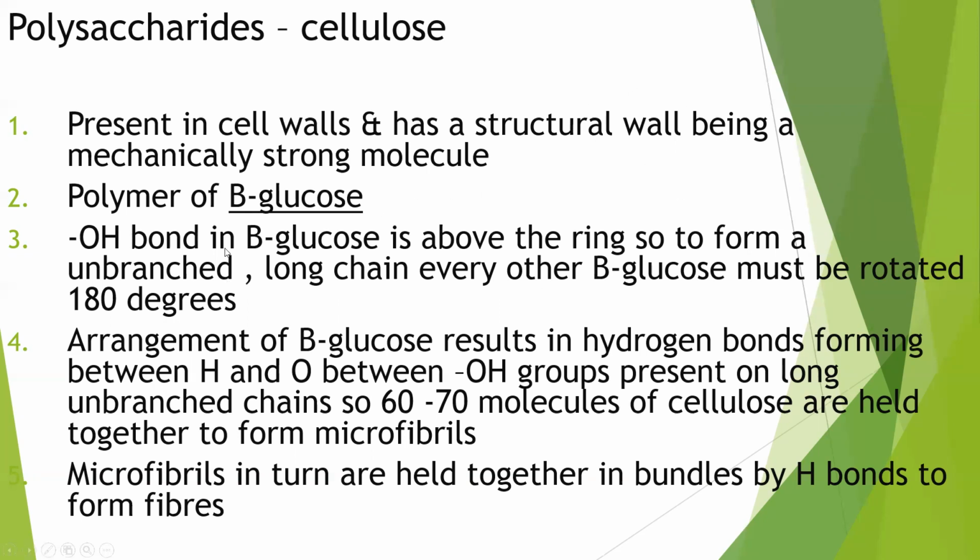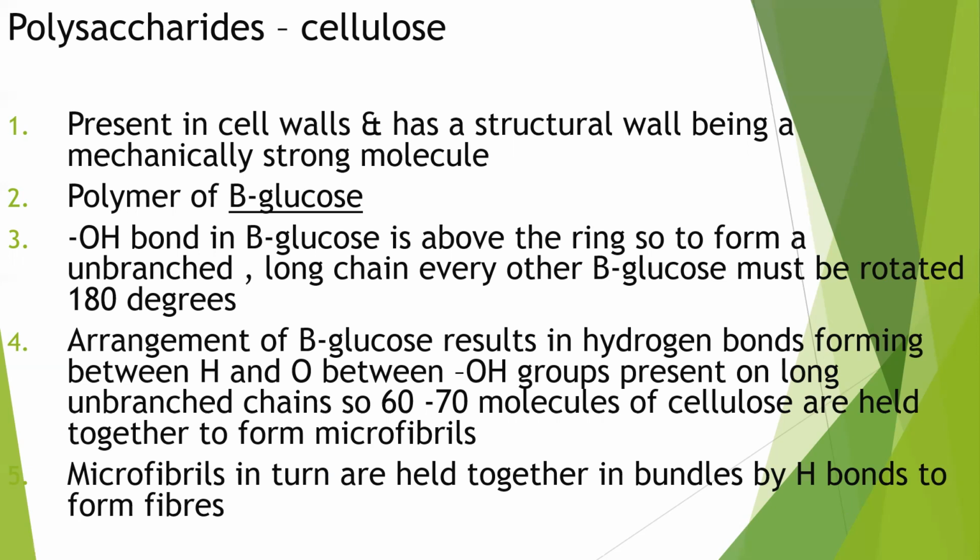So the OH group in the beta glucose is above the ring, as we have learned. To form an unbranched long chain, every beta glucose molecule must be rotated by 180 degrees. This arrangement of beta glucose molecules, rotated by 180 degrees, will result in formation of hydrogen bonds between the H and O of the OH groups present along the cellulose molecule, so the long molecules. And then 60 to 70 of these cellulose molecules will clump together because of this hydrogen bonding and form a bundle, which is known as a microfibril.